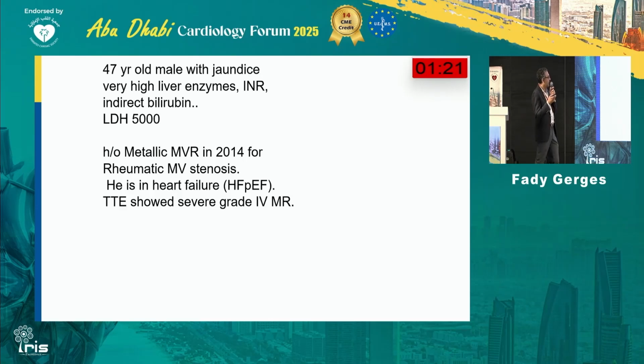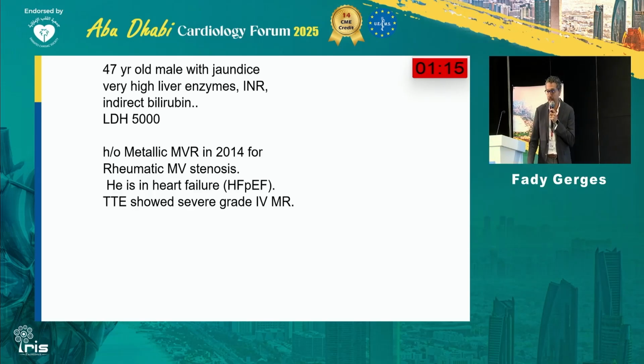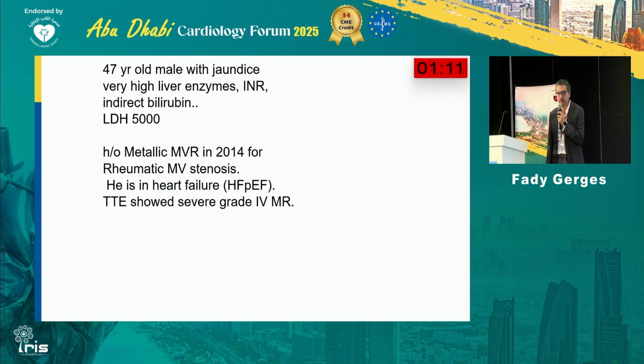Okay, we'll just end up with a very interesting case in clinic. In my clinic, a patient came to me. He's a 47-year-old chap. He's healthy. He had a metallic mitral valve replacement due to rheumatic mitral stenosis back in 2014 in Zayed Hospital. And he came with jaundice, very high LDH, and indirect bilirubin. INR was very high, apparently due to the liver. The liver enzymes were high as well.